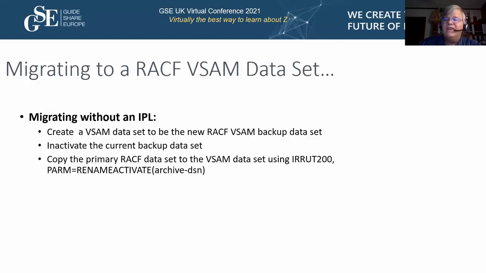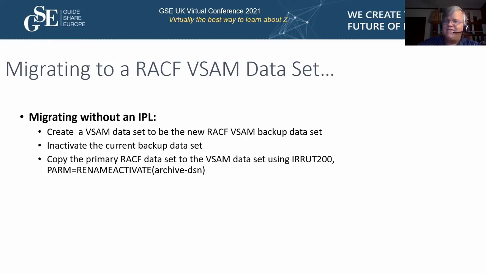So that's the with an IPL process. But I think the more interesting one is going to be the without an IPL. And the process is remarkably similar. The way you would do this without an IPL is you create that VSAM data set that is going to contain your RACF database in VSAM format. You then inactivate your current backup data set, and then you copy the primary RACF data set into that new data set using a new parameter on IRRUT200 called rename activate.